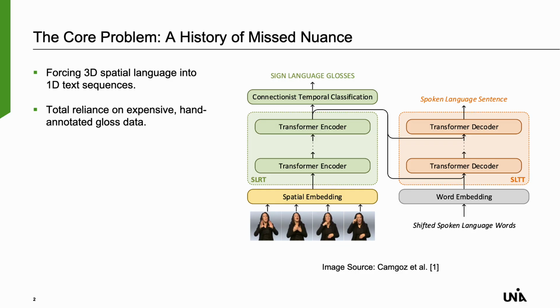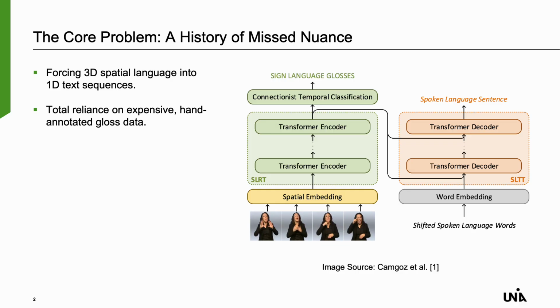If you look at the diagram on the screen, you can see this exact pipeline. The AI takes a video, forces it into these uppercase gloss words, and then tries to translate that into a spoken language sentence. So this created a massive bottleneck. And why is that so?